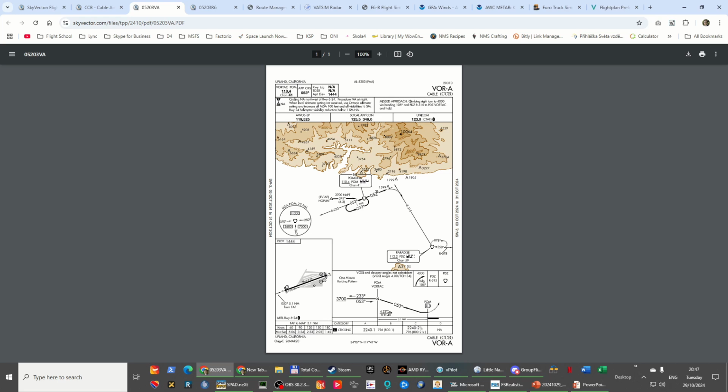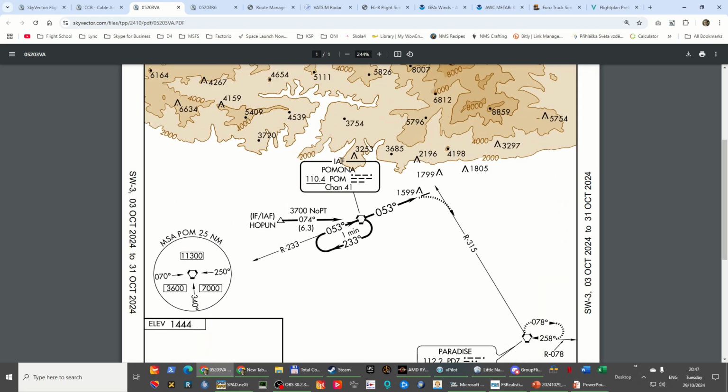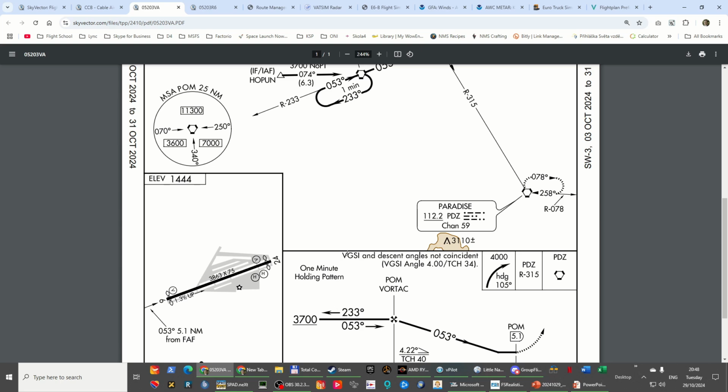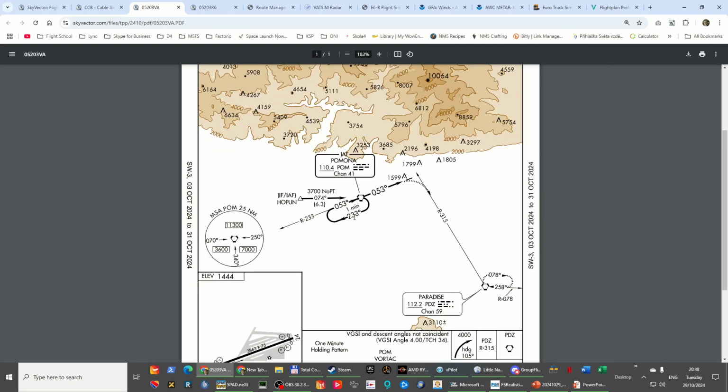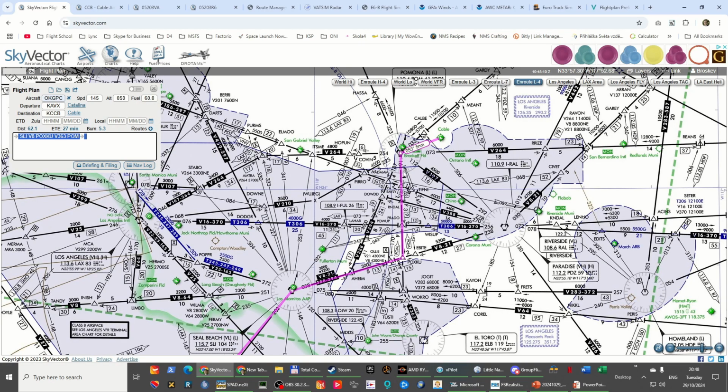And the other one is the VOR. Pomona is actually the initial approach fix, and it has a hold in lieu of procedure turn entry into it. So if we arrive at Pomona from the south, we can join this hold in lieu of procedure turn and descend within it. Question: what entry is the preferred one in this case? We are arriving from 164.